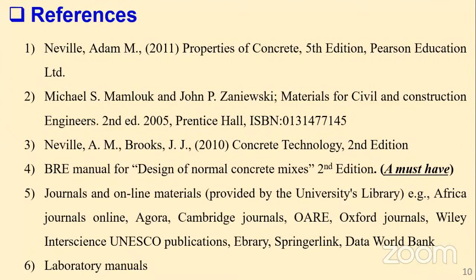We have a number of references, but the first one is one of the most detailed and very easy books to learn from. And I know we have a number of copies in our library, so you can borrow this. Of course, it doesn't have to be 2011. Neville has written different editions. This is the 5th edition. Even if you get the 1st edition, still you're going to get some good information. Okay, so get these books and utilize them.